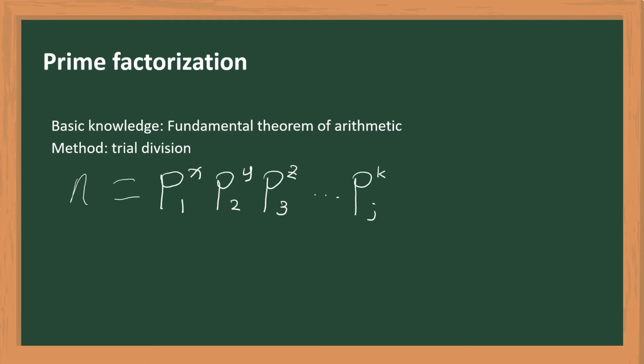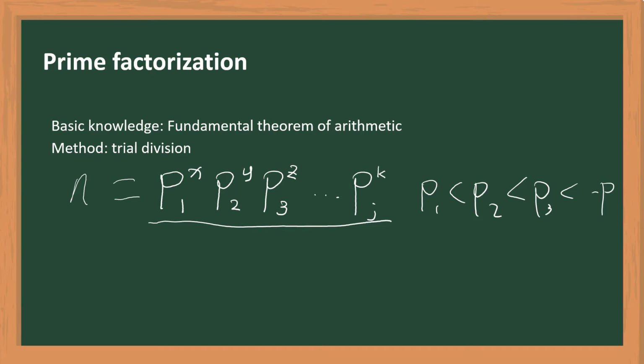Prime factorization. According to the fundamental theorem of arithmetic, we know that n can be represented by this form. According to the commutative law of multiplication, we can sort P1 to Pj into ascending order. In that case, P1 is smaller than P2, smaller than P3, and smaller than Pj. In that case, we know that we can apply trial division to solve this problem.